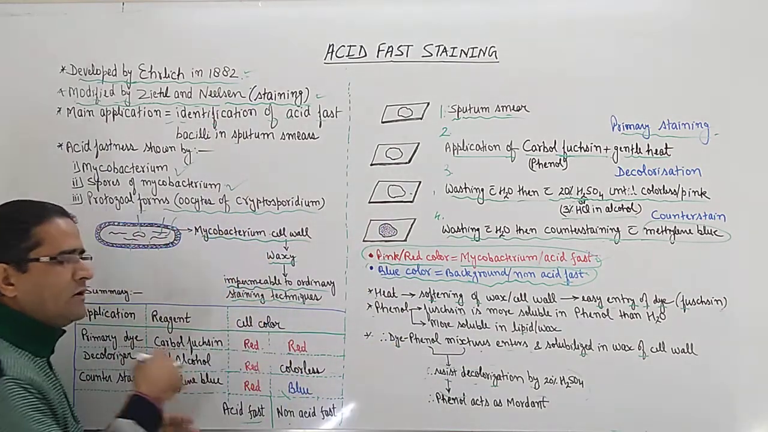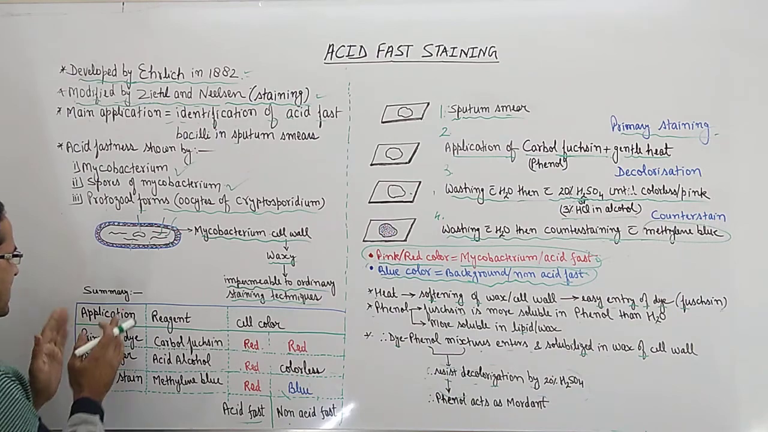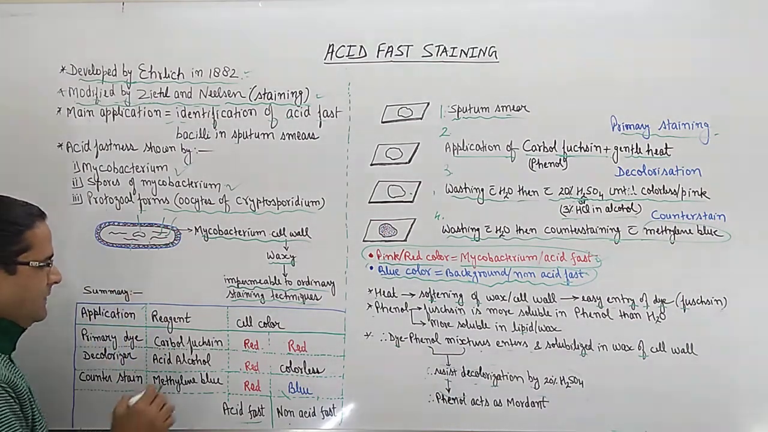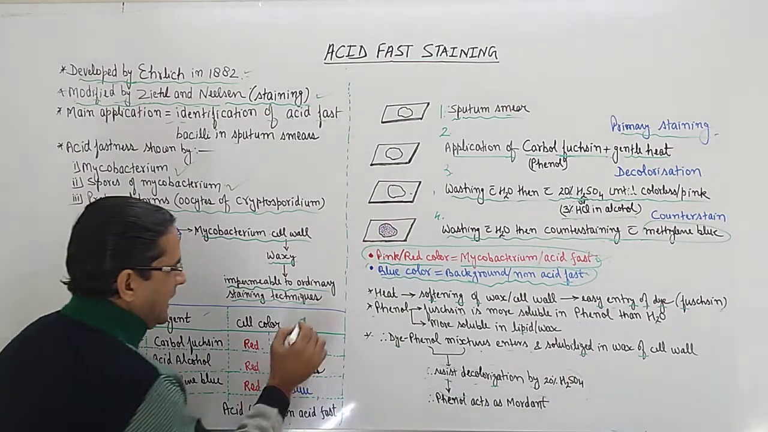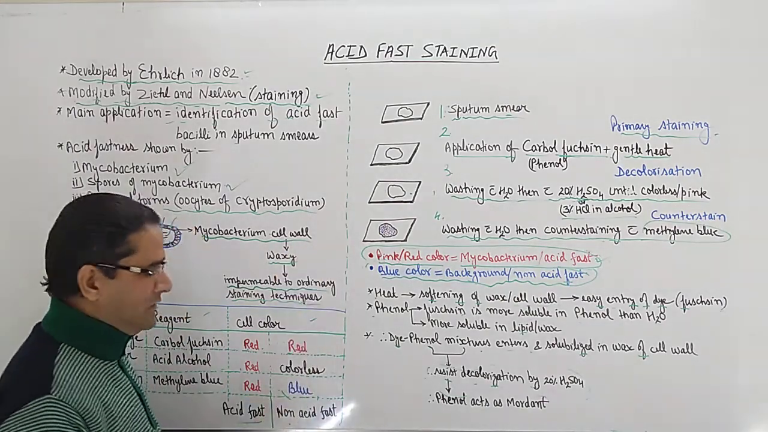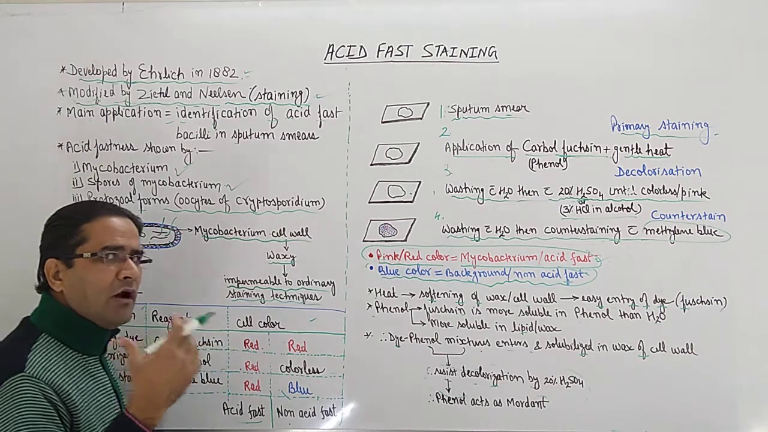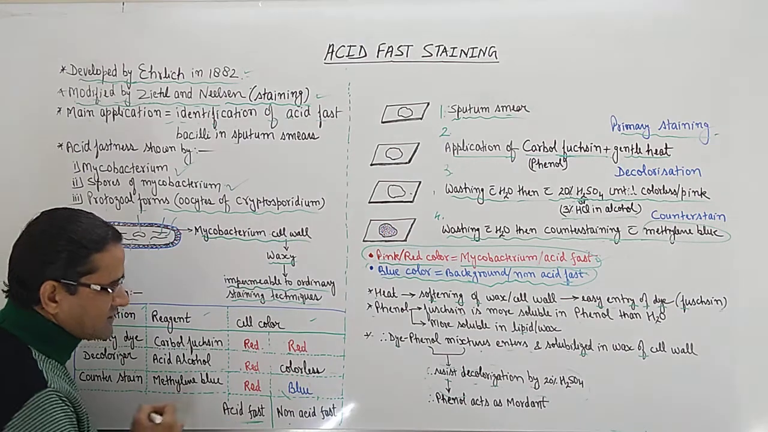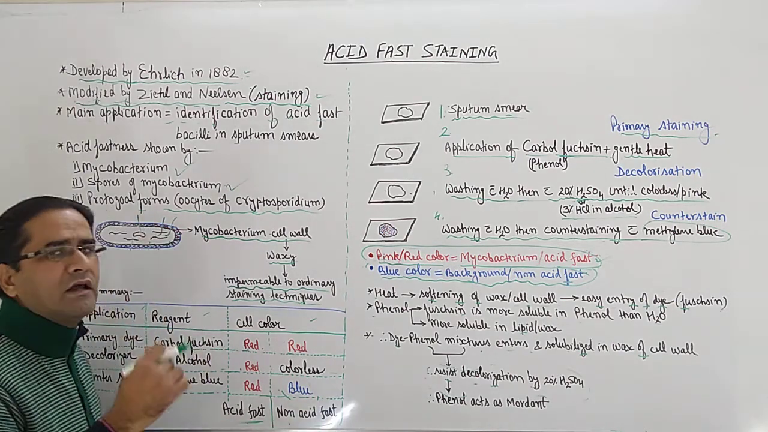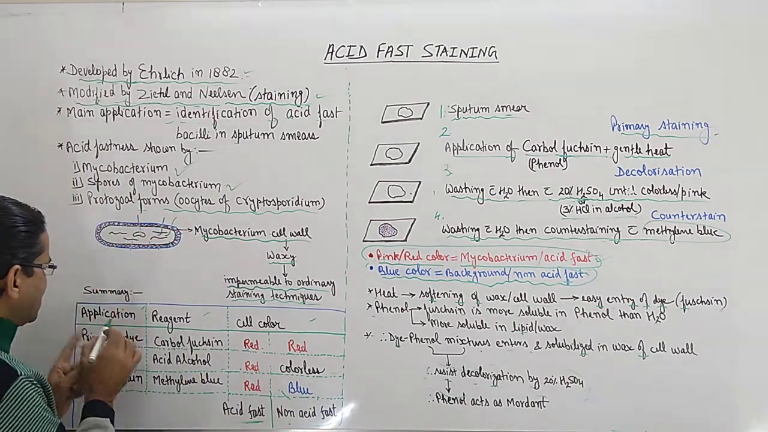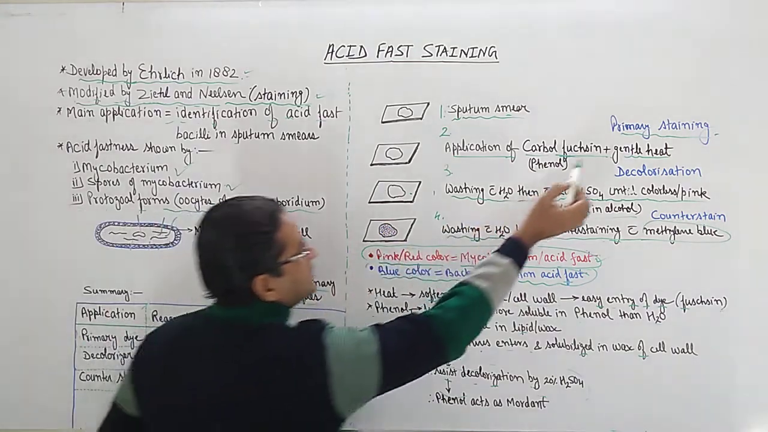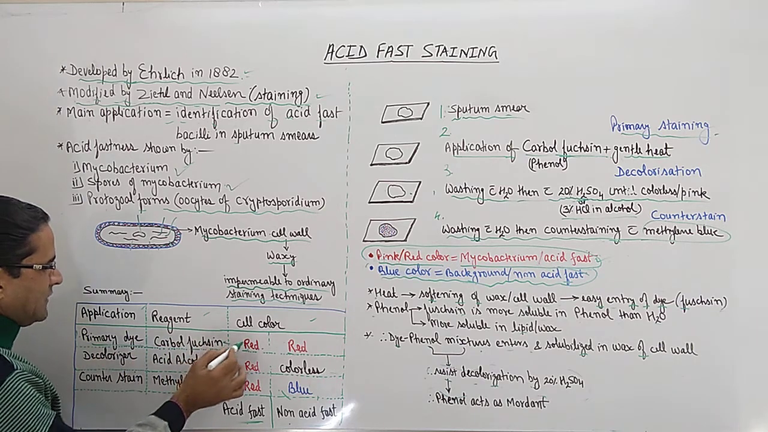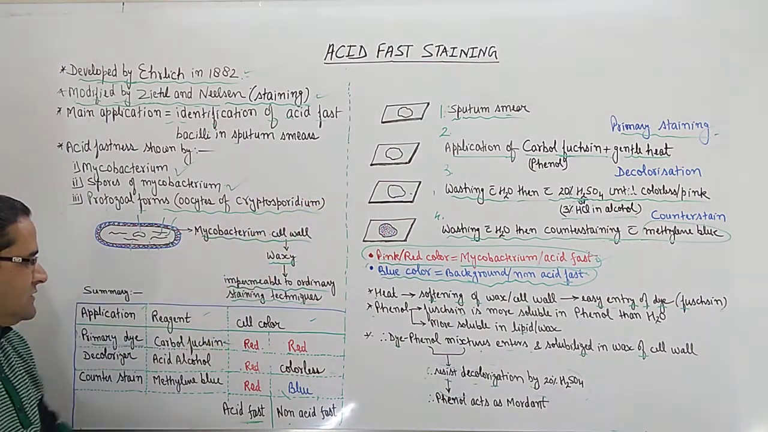Now we will see the summary, what actually happens. See, it has been divided into 3 different columns: application of dye, reagent which we are using, and what will be the color of our sample. See, we want to know whether the bacteria is acid fast or non-acid fast. So this is the column of acid fast and this is the column of non-acid fast bacteria. First, primary dye application. We are applying primary dye carbol fuchsin. We have seen carbol fuchsin we are using.